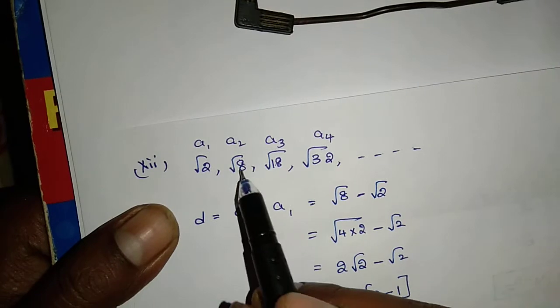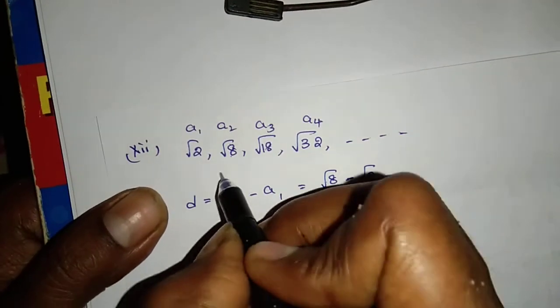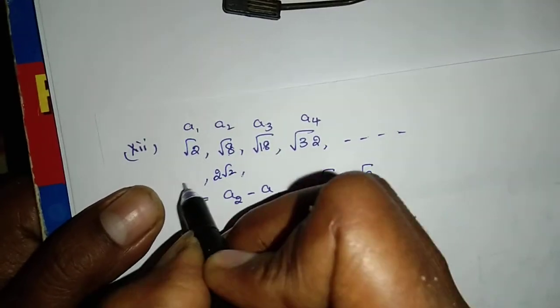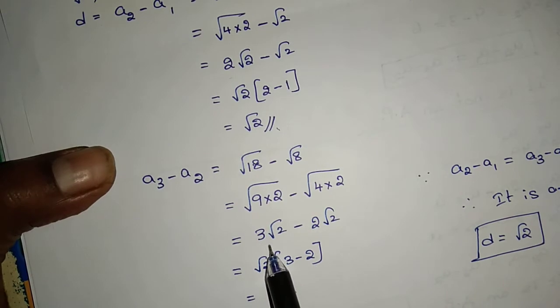What is the a4 value? See here, this is our question. Already, root 8, how can I write it? Root 8 is nothing but 2 root 2. This is 2 root 2. This is root 2. Root 18, how have I written it? 3 root 2.